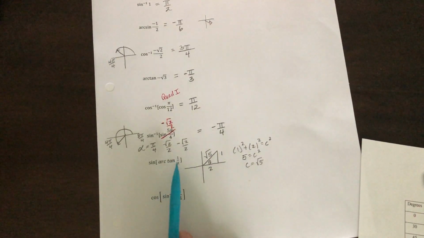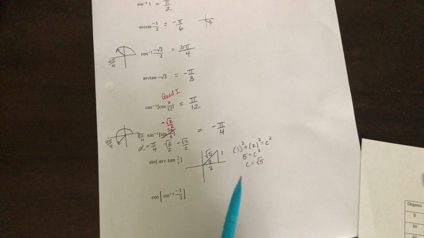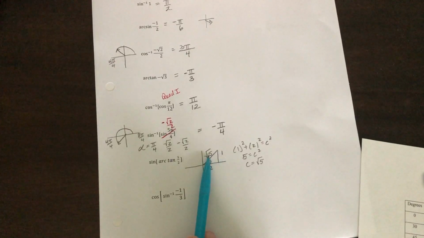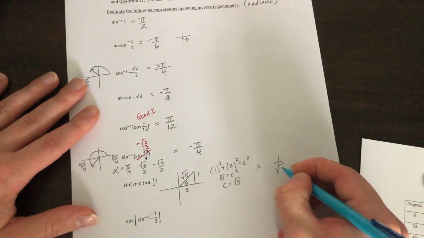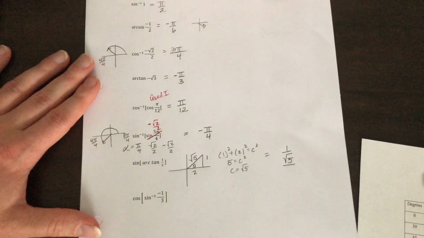So once we set that up, we're going to evaluate sine. Sine of this is going to be opposite over hypotenuse. So it's going to be 1 over square root of 5. That's your answer. So we're always working inside out.